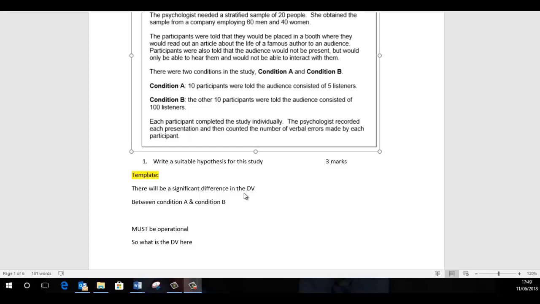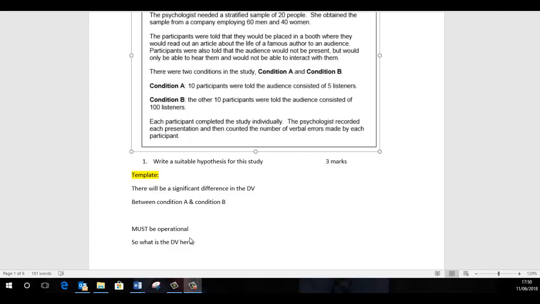Okay, so the DV here is counting the number of verbal errors made by each participant. It's the number of. You can't just say verbal errors. That's not going to be operational. We need to be able to measure it, and we could measure verbal errors in different ways. So here it is, the number of verbal errors.